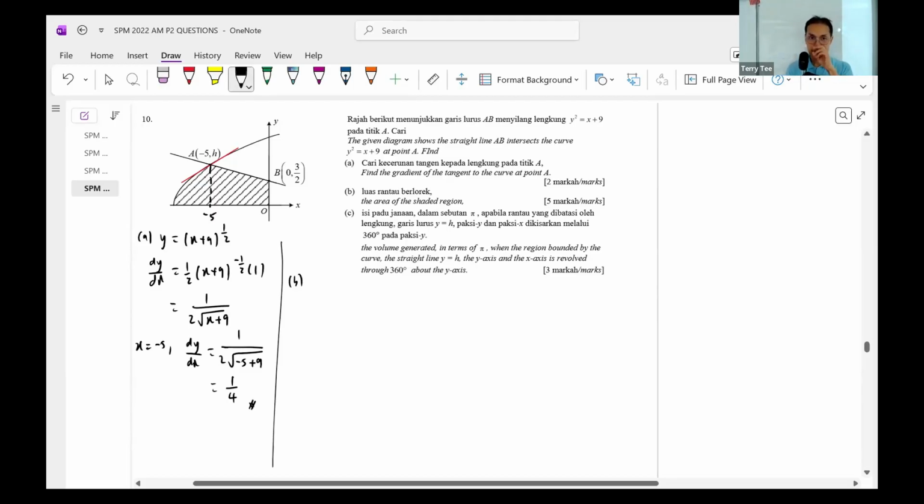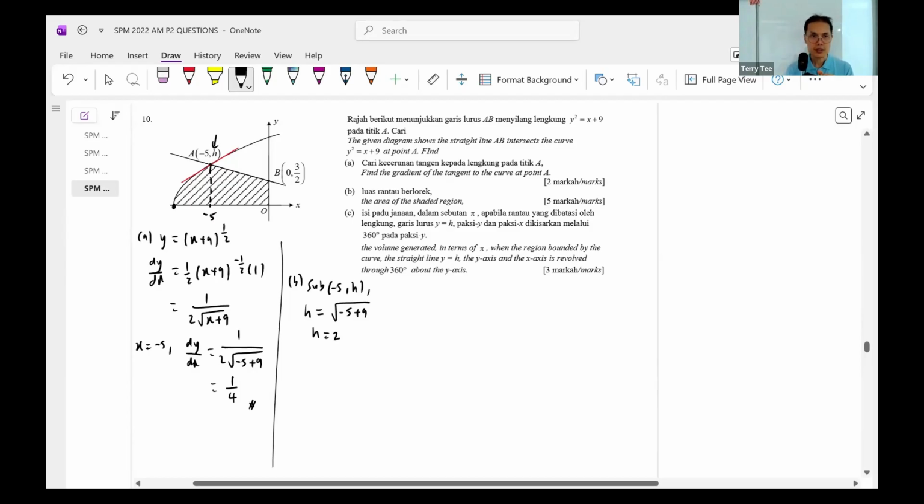Next, area of the shaded region. Before you find the area of the shaded region, we need to find some information. Number one, I need to find my h value, because I need to find the area of the trapezium. I also need to find my x-intercept, so I know where to integrate. So I substitute x equals negative 5 into the curve. Your y is now h, and your x is now negative 5 plus 9. h is just the square root of 4, which is 2.